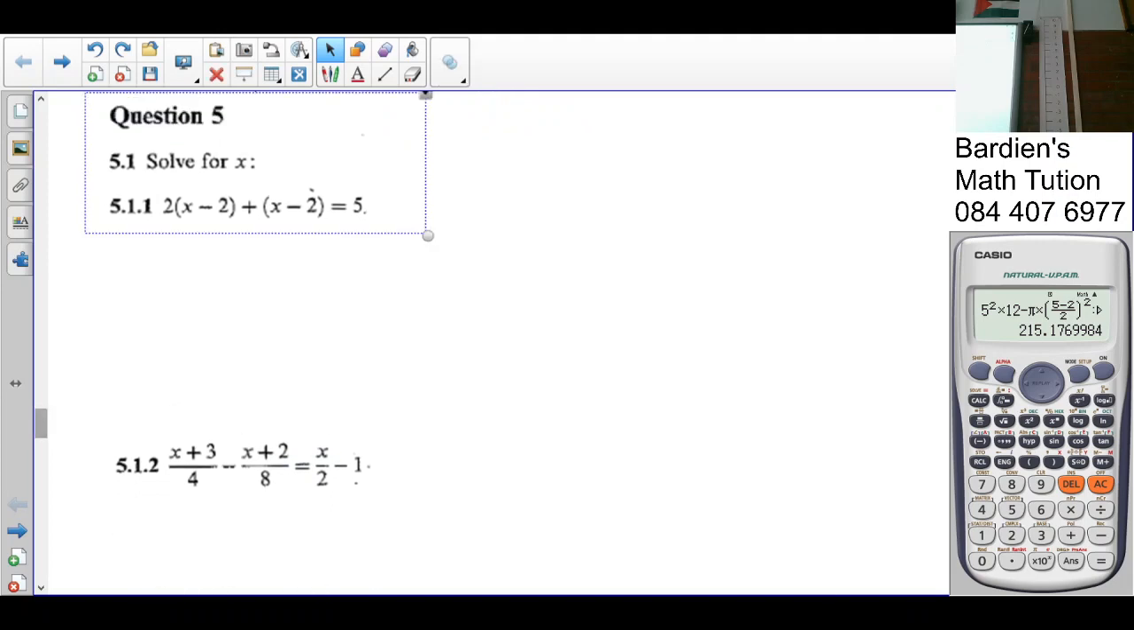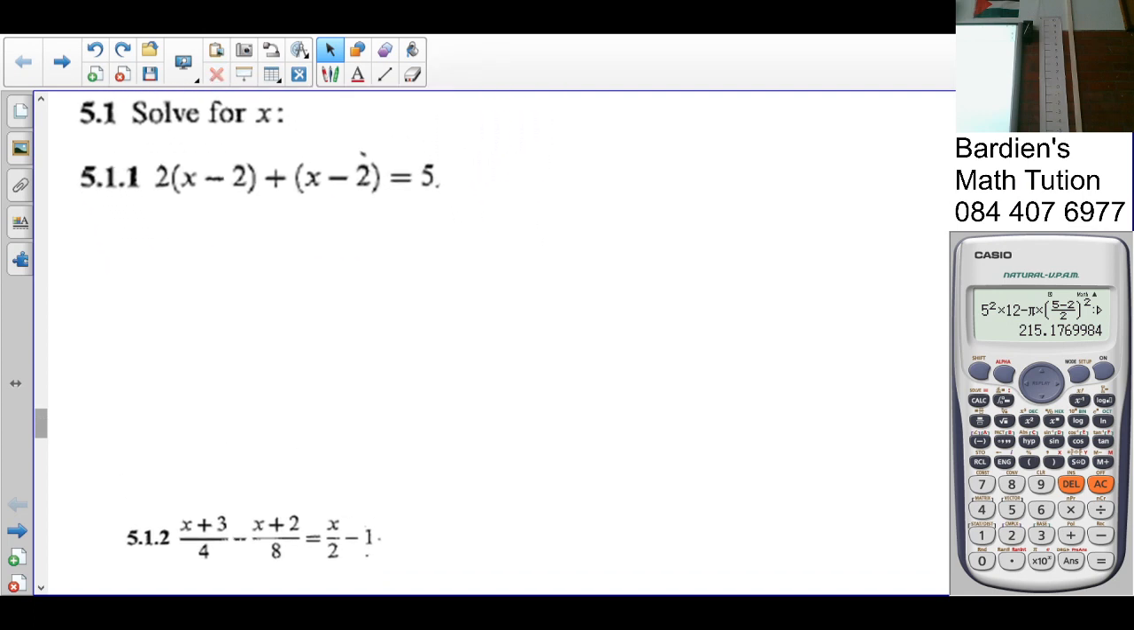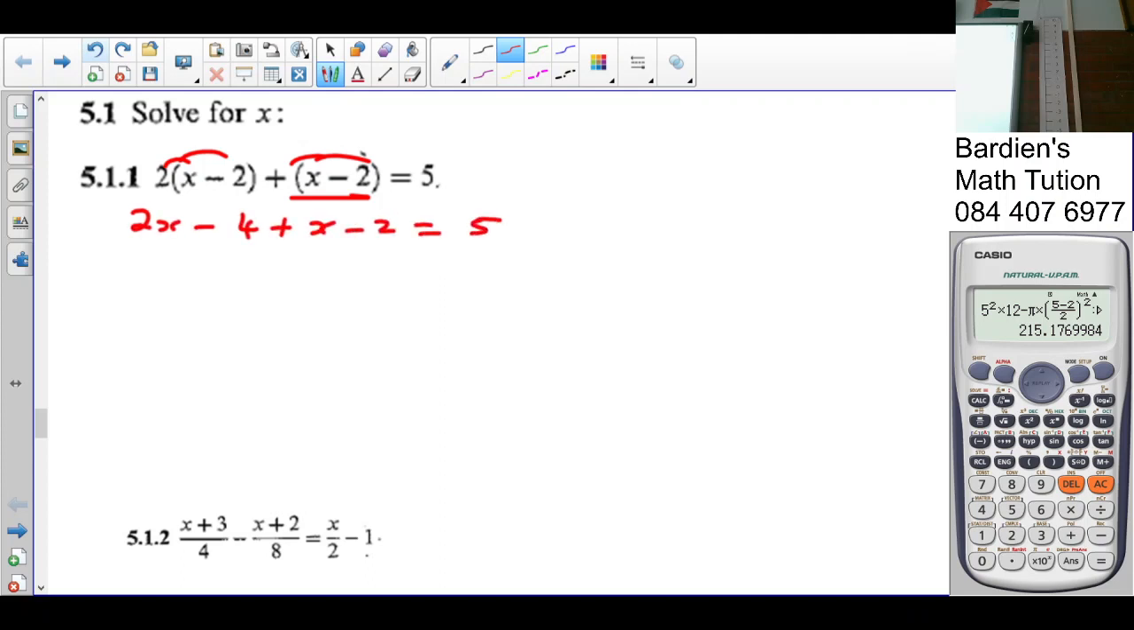Question 5.1.1. What are we going to do first here? Get rid of the brackets. How? Multiply it out. Not so? This one, multiplying the positive, is not going to make any difference there. So that's going to give you 2x minus 4 plus x minus 2 is equal to 5.